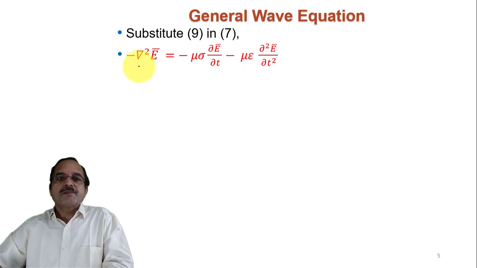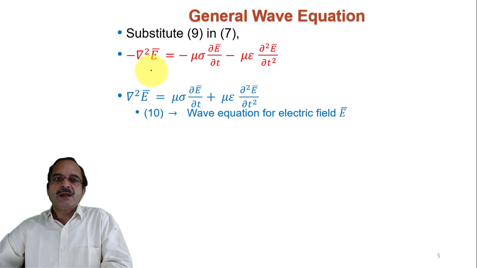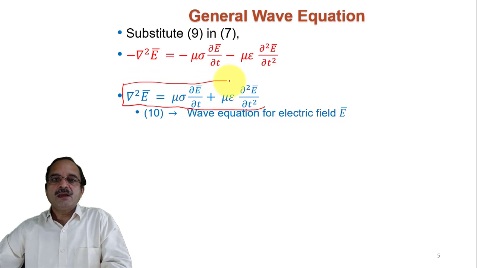So substituting this, the equation becomes minus del square E equal to minus mu sigma dE by dt minus mu epsilon d2E by dt square. So removing the negative sign on both sides, now we get this equation: del square E equal to mu sigma dE by dt plus mu epsilon second order derivative of E. So this is one of the wave equations for electric field E.